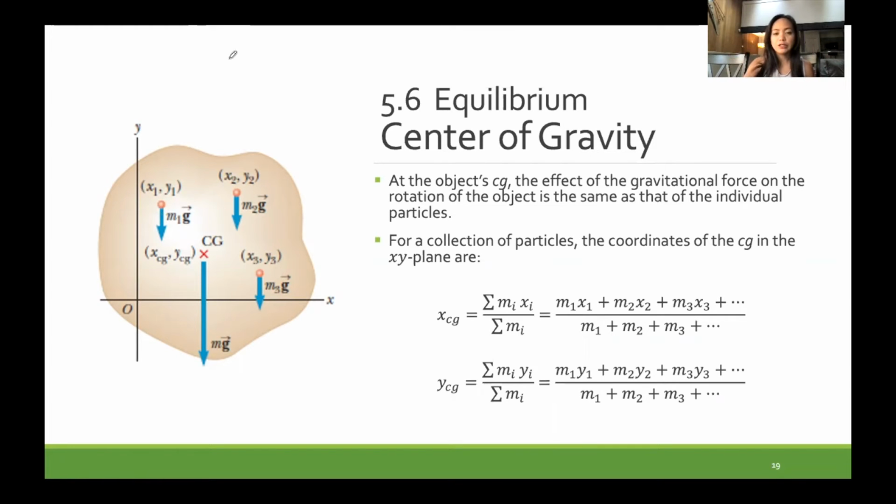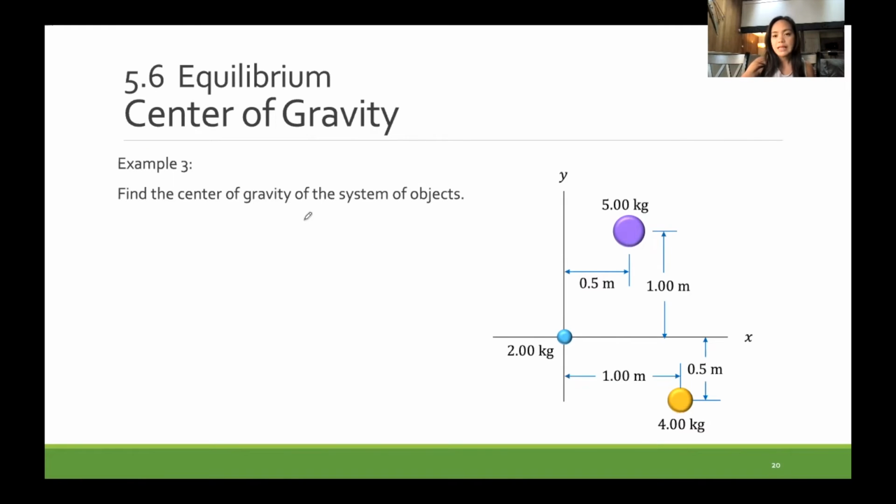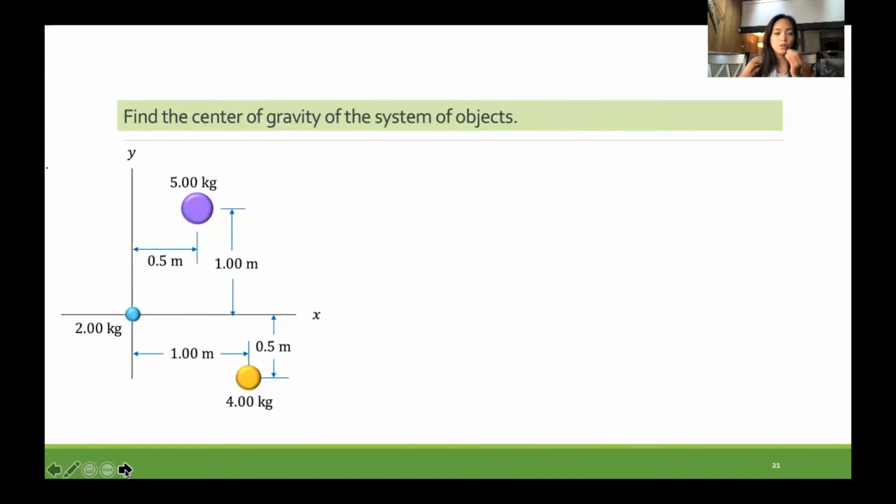So let's have an example here to be clear. In this example, we have different masses in different positions. So where is the center of gravity? When I say where, we're looking for points, the x and the y point. First, you get the position, the x and y value. For this blue one, the point is at 0, 0 along the x and y axis. This purple one has a position of 1 for y, and then the x is 0.5.